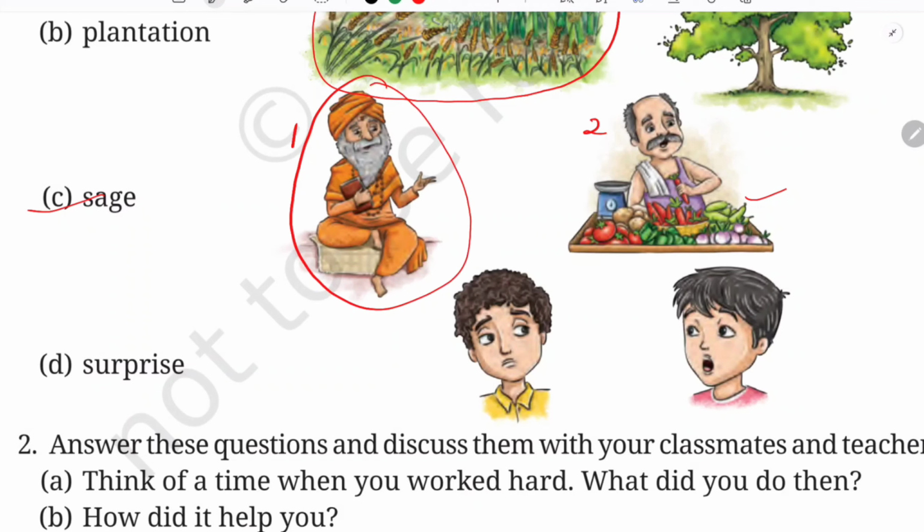Next let us see D, surprise. We are going to see through the expression of these two boys. Which of these boys seems to be surprised? Like he might have heard some good news or some bad news. So he is shocked, isn't it? In the first picture he is thinking something, because his eyes are looking upwards, isn't it? But in the second picture, he seems to be shocked with an open mouth. So this will be your correct answer, and we are going to circle this. All right, I hope it is clear.